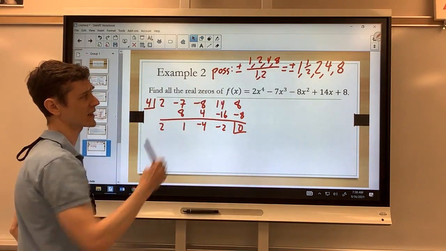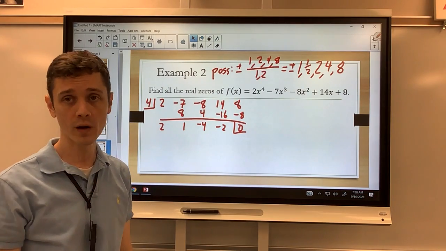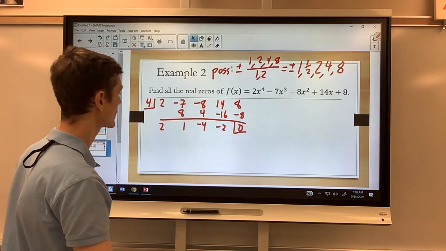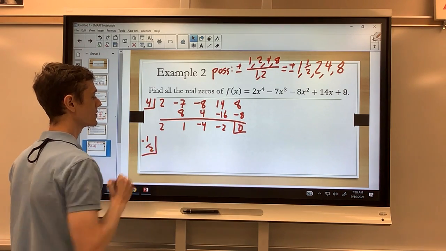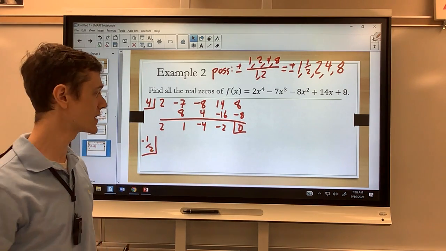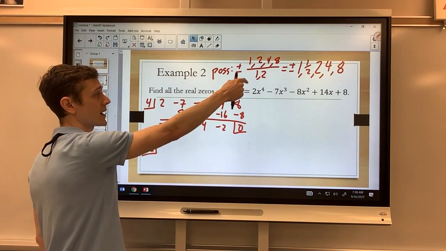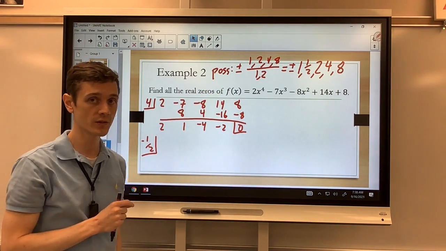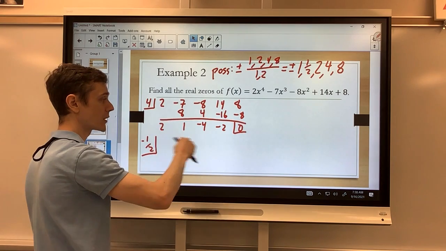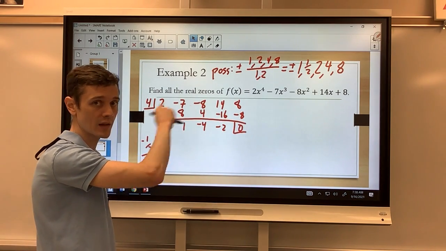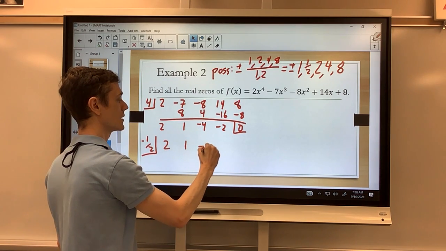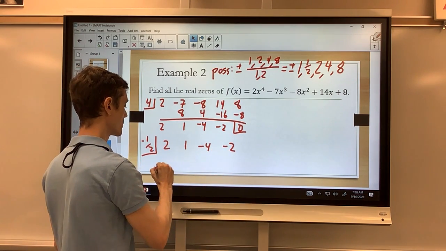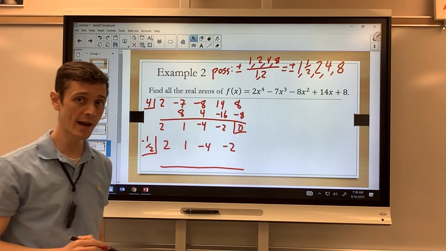So now I need to find a second number from this list. I do want to show you one where one of the fractions is actually the correct answer. So this time I'm going to test -1/2. We need to find a second zero using synthetic division. This time I'm not going to come back to the original coefficients. I'm going to come down to my quotient from the first zero that I found. So I'm going to use these numbers, 2, 1, -4, and -2. This is what we need to test on now.